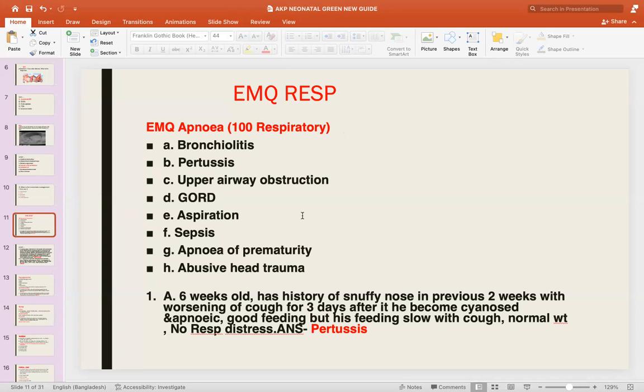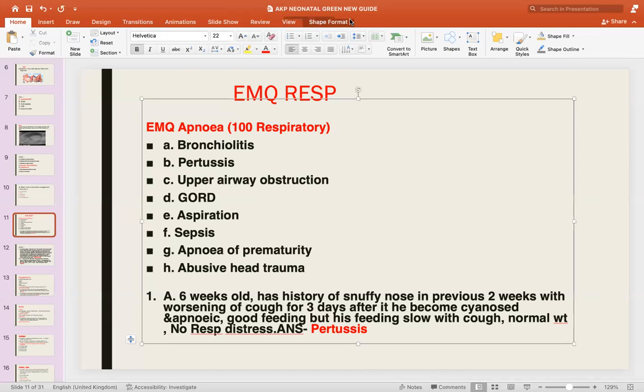Now this is another example of an EMQ. This is a respiratory EMQ. Here the question is about apnea. What are the types of EMQ that come in AKP? Do you have any idea what types of EMQ come in AKP? Anyone? There are certain types of question that will come in AKP.